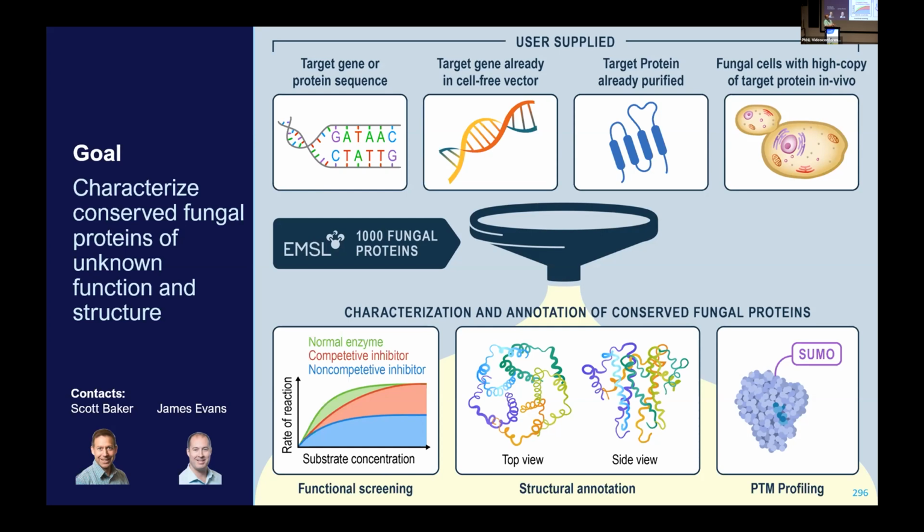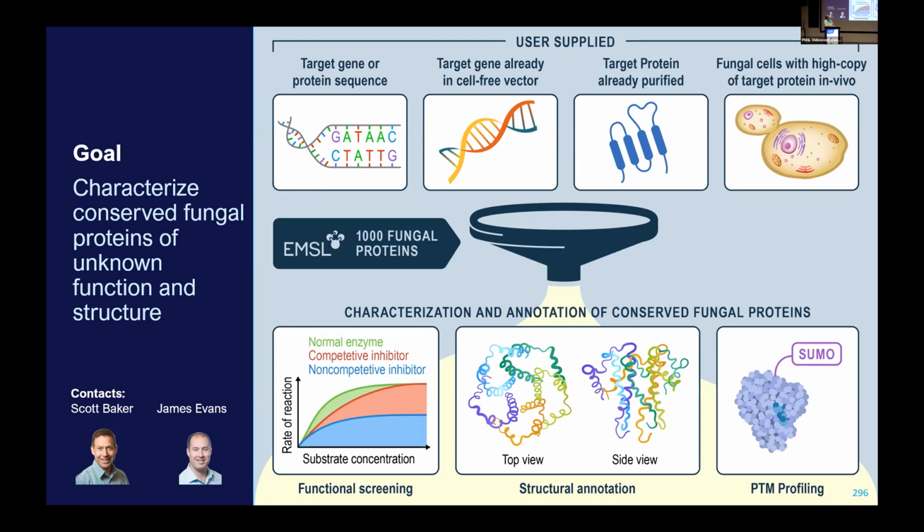Or you might have a target gene already in an expression vector, or have gone through the biochemistry in your group and generated a purified and isolated protein of interest. Or you may actually have a fungal strain that naturally has or has been designed to have a high copy number of whatever macromolecular complex you're interested in. So any one of these different types of pipelines are able to be fed into all of the structural and functional capabilities that we have here at EMSL.